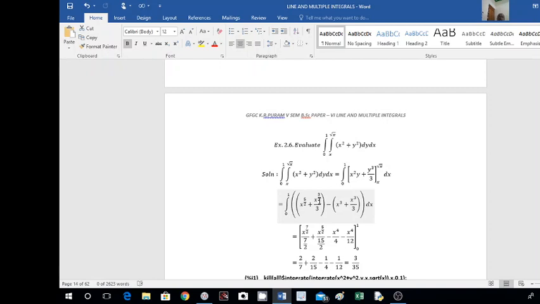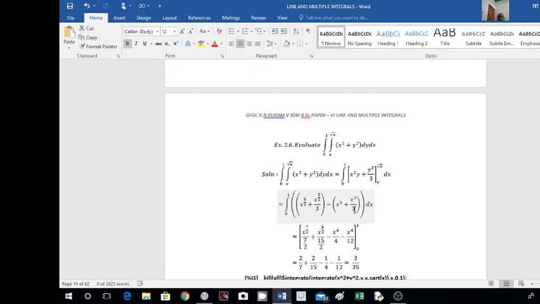3 by 2 plus 1 is nothing but 5 by 2. That is x to the power of 5 by 2 divided by 5 by 2. Already I have one 3 here. 5 into 3 becomes 15, so 15 by 2, minus x cube integration x raised to 4 by 4. Minus into plus is minus. X cube integration is x to the power 4 by 4.